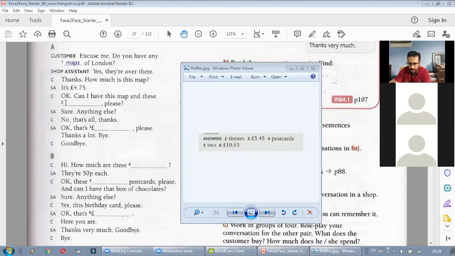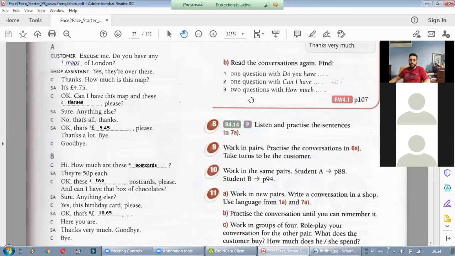Okay, so let's write number 2. We have tissues. Number 3, we have 5 pounds 45. Postcards for number 4. Then we have 2. Then we have 10.65. Okay, so this way we have all the answers. تمام هيك عندنا الإجابات كلهم. Okay, let's practice the conversation.